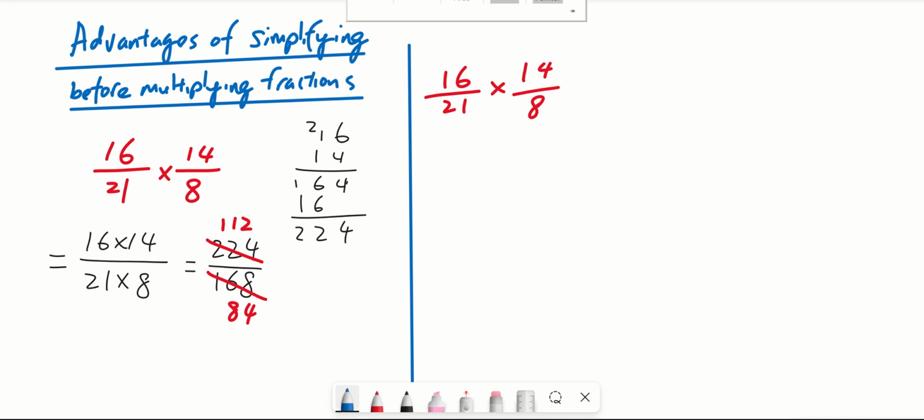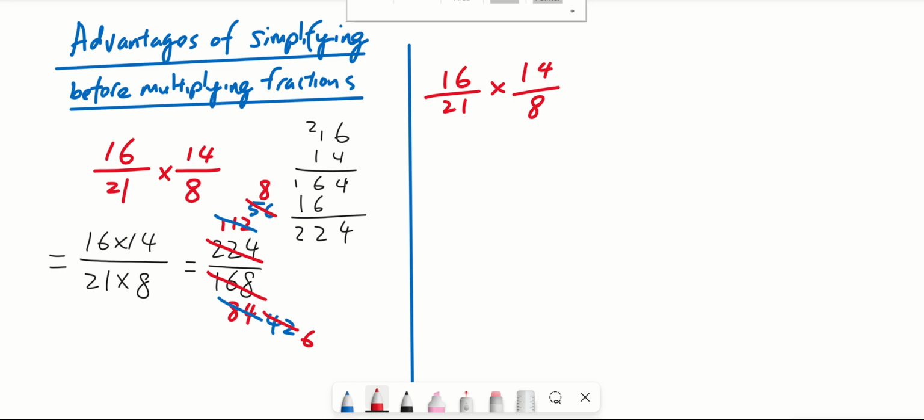So again, I can divide 112 by 2, I should get 56. And then if I divide 84 by 2, I should get 42. And then further on, you realize that 56 and 42 are both multiples of 7, so I can divide both of them by 7. So again, I can perform a further simplification by dividing 42 by 7, I should get 6. And then if I divide 56 by 7, I should get 8.